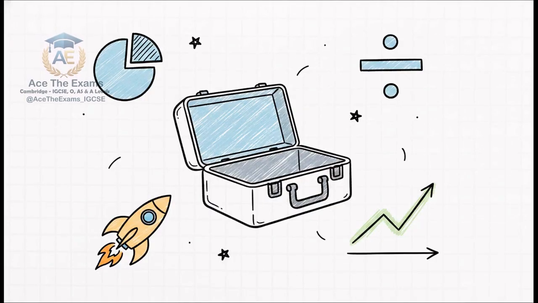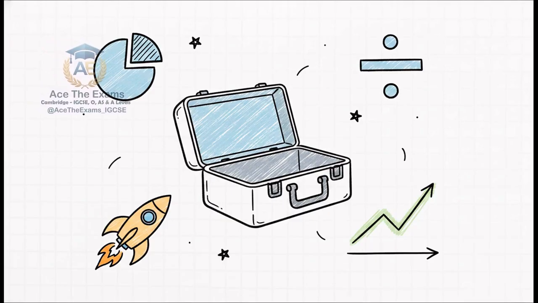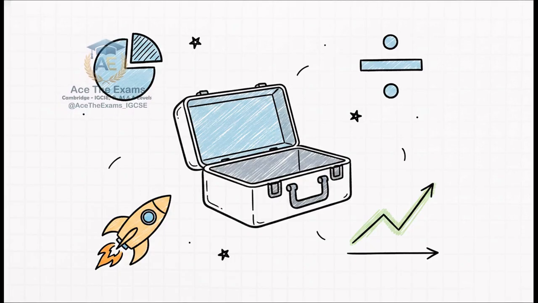Okay, let's recap the toolbox. 1. Percentages are just fractions out of 100. 2. For percentage change, always divide by the original amount. 3. Use those multipliers to cheat time on your exams. And 4. Master that compound interest formula.